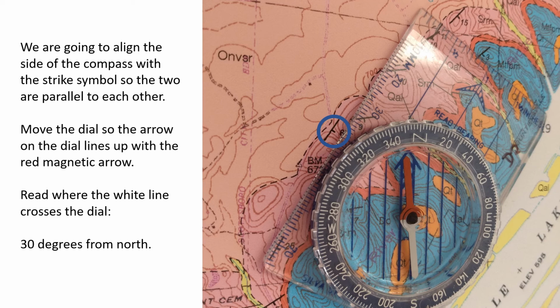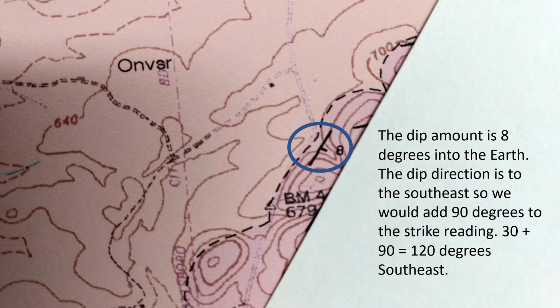Be sure to check with your teacher or your supervisor to determine how they want you to write down the degrees, as different countries have slightly different ways to write these down. The dip amount is 8 degrees angling into the earth. The dip direction is to the southeast, so we would add 90 degrees to the strike reading. 30 plus 90 equals 120 degrees to the southeast.